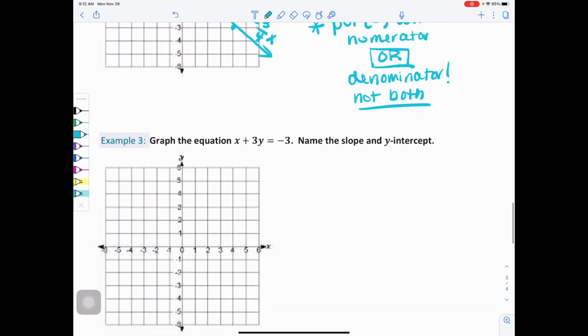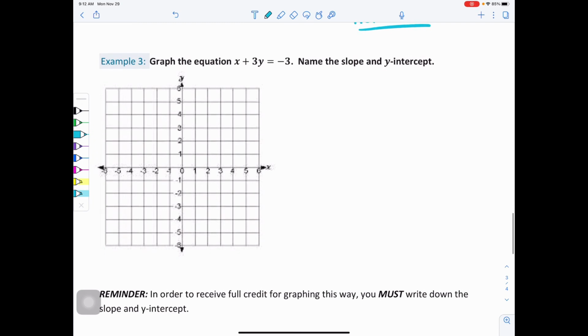Now in number 3, when I look at step 1, it says graph the equation x plus 3y equals -3, name the slope and y-intercept. I hope you recognize that this is not slope-intercept form. It's not y equals mx plus b. It's in standard form. So at this time, I cannot identify the slope and the y-intercept. So we're going to underline this and make a note of this. This is not in y equals mx plus b form. So that means we have to work on changing it like we did in a previous lesson.